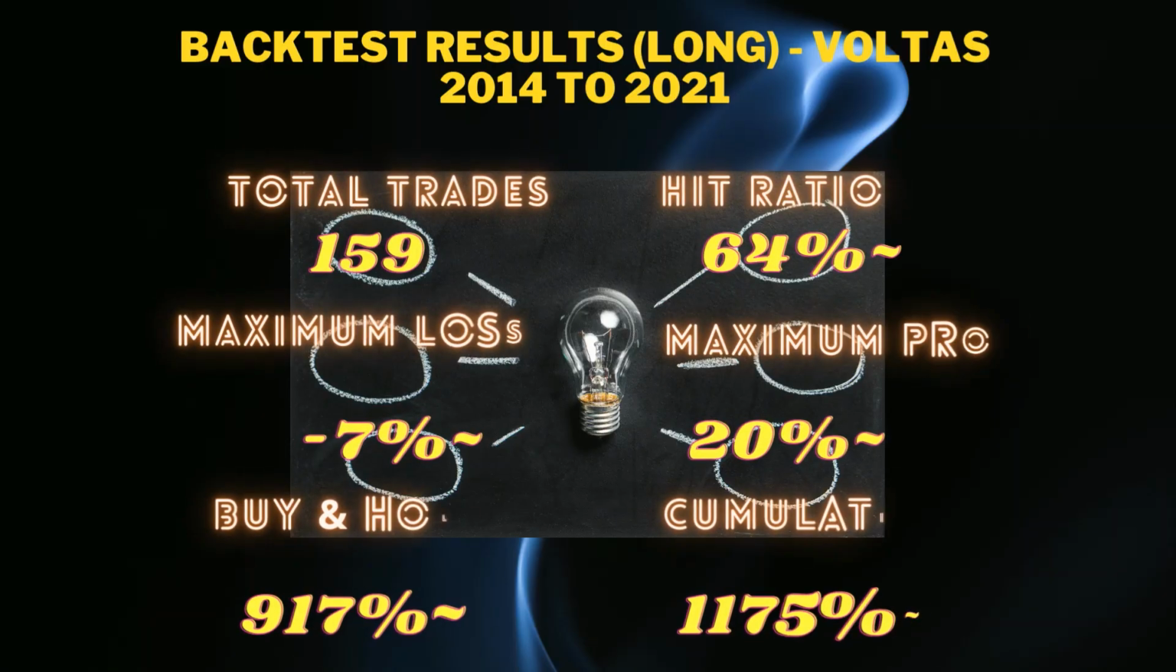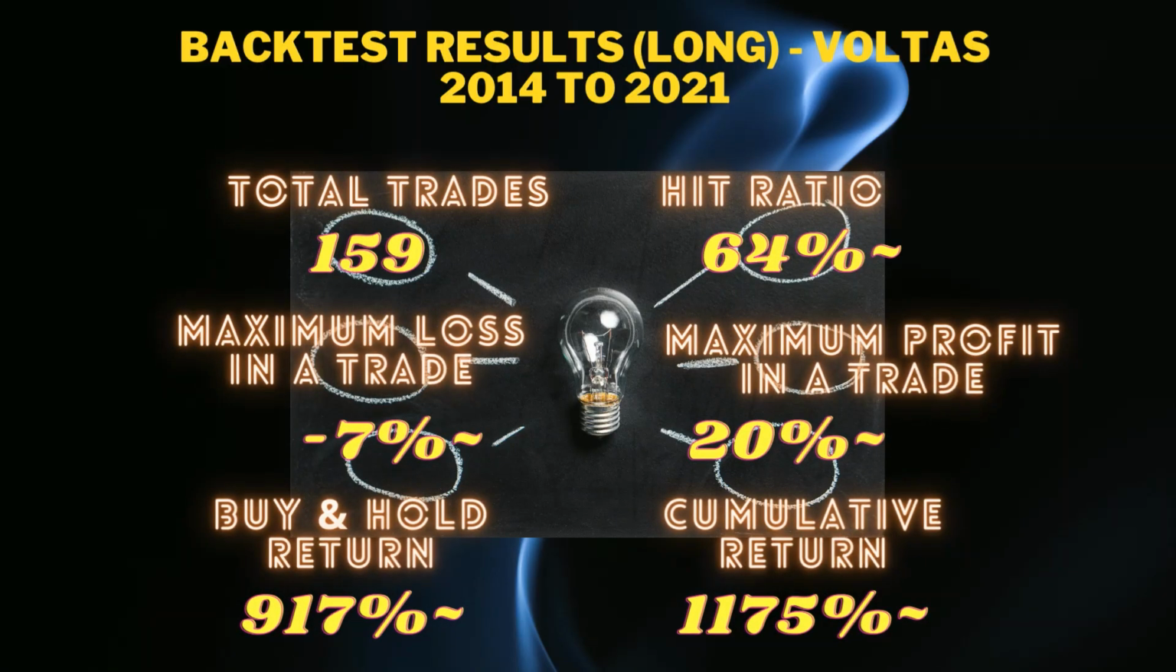Time to share the backtest results of this positional buy or long strategy with all of you. I did backtesting using last 8 years of data, which is 2014 till 2021. And the results are as follows. The total buy signals or trades were 159. The win rate or the hit ratio of this strategy was 64%. The maximum loss in a trade was 7%, 7.3 to be precise.